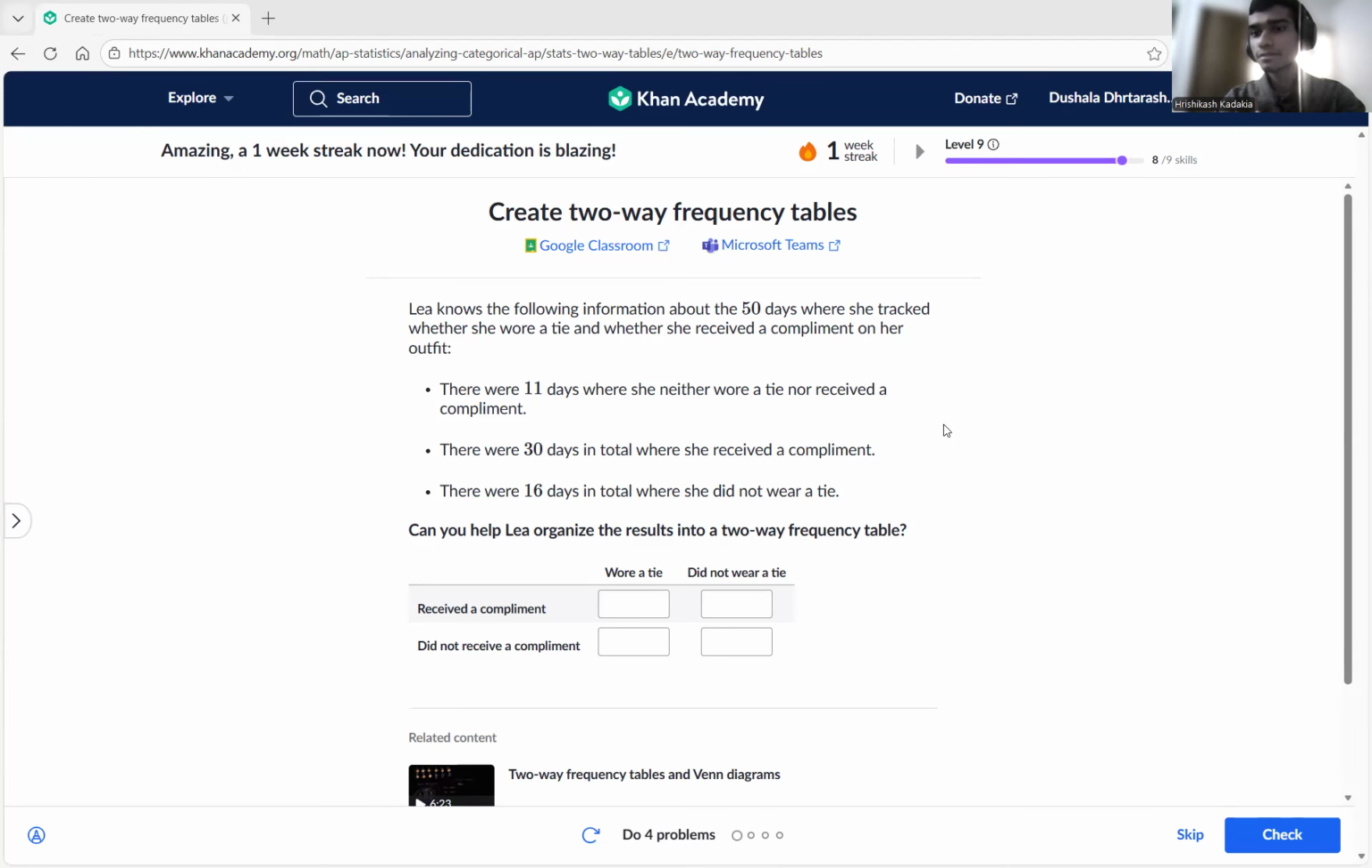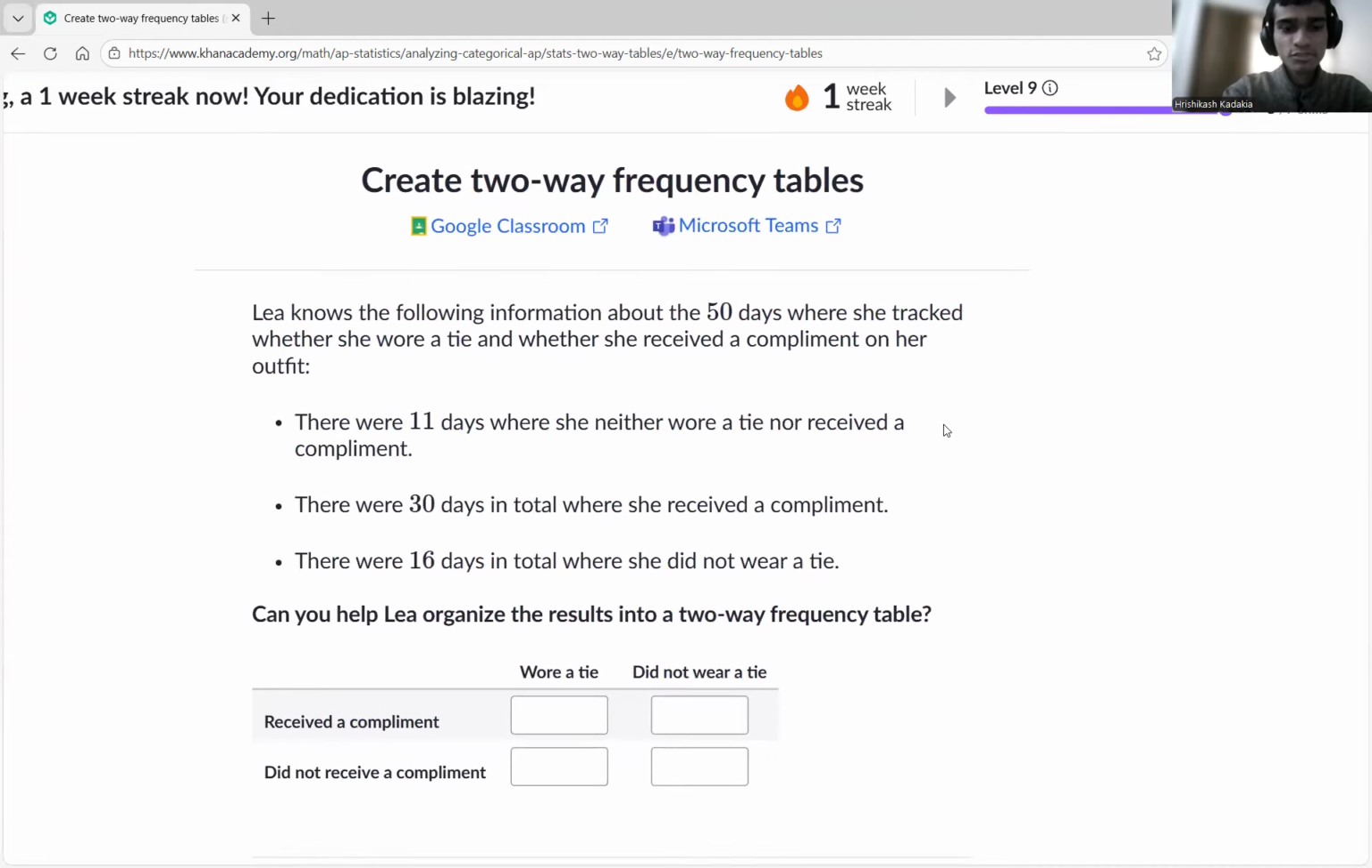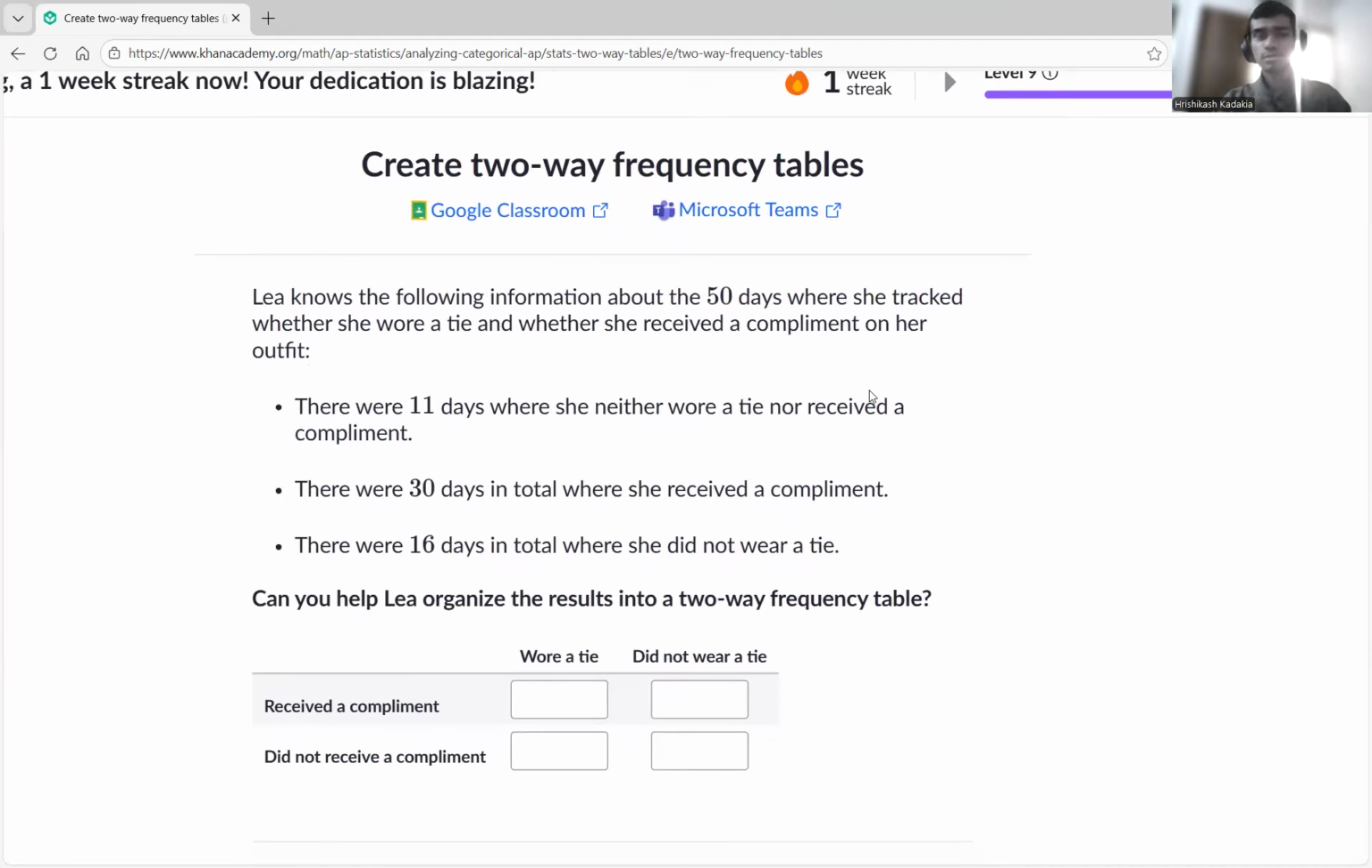Say a male is earning less than 20,000, or a male is earning more than 50,000, and a female is earning less than 20,000, or a female is earning more than 50,000. That way, we can make a two-way table where you have these two columns and these two rows, and the data is matching to both of them. Let's try this problem and see what we do here.